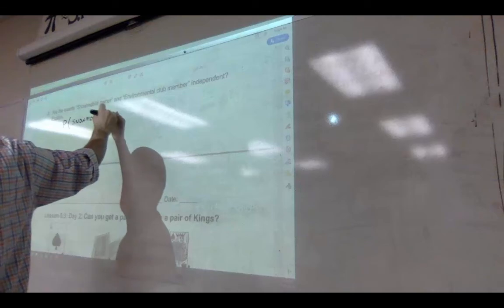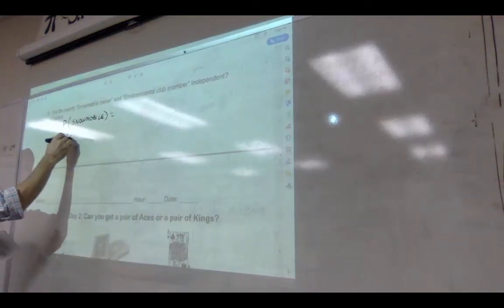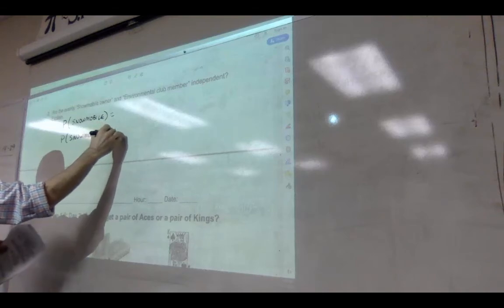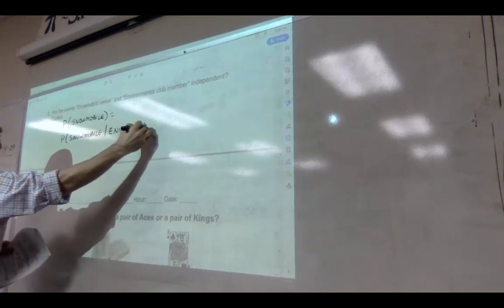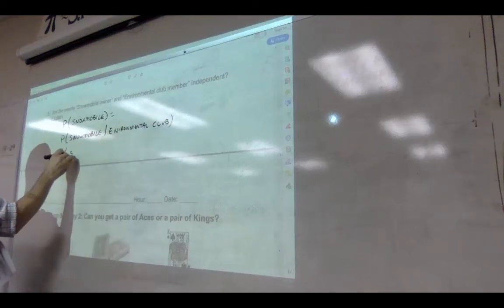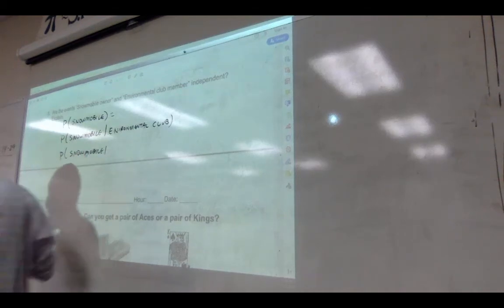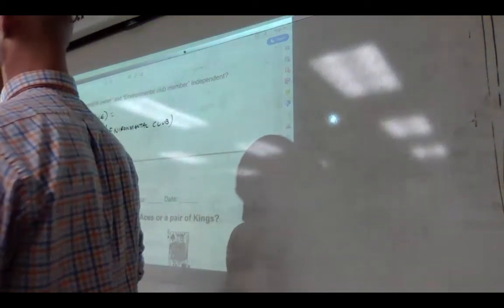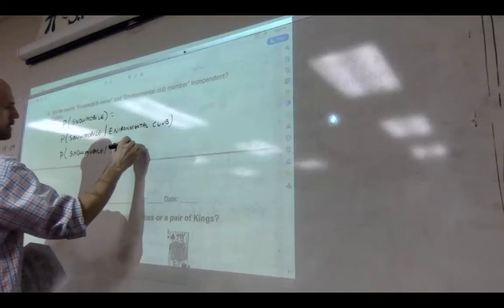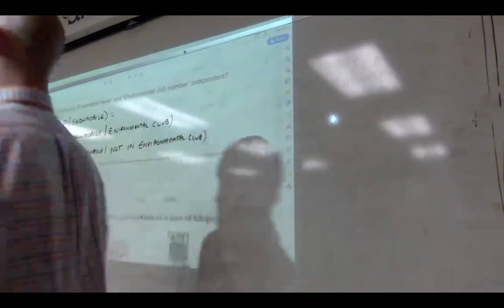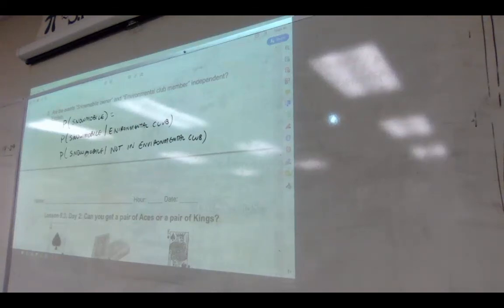So we're going to evaluate the probability of having a snowmobile versus the probability of having a snowmobile given that you're in the environmental club, and also the probability that you have a snowmobile given not in the club. If they don't have anything to do with one another, then a big group of people who are in and a big group of people who aren't in should have the same percentage, not the same amount, the same percentage of people.